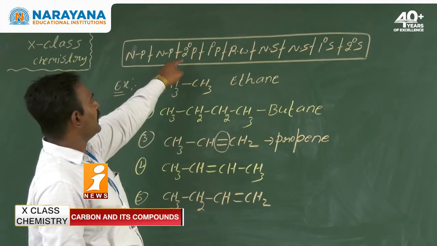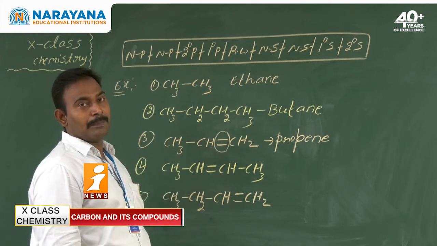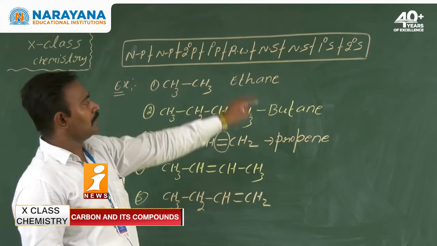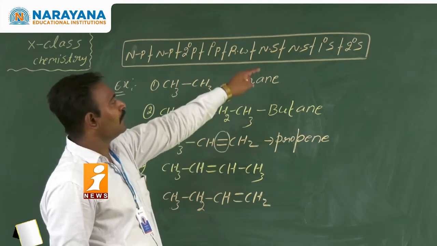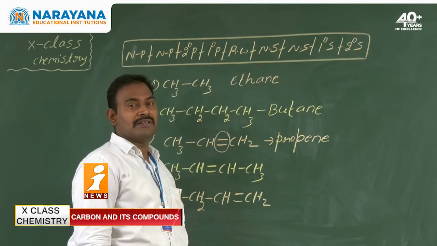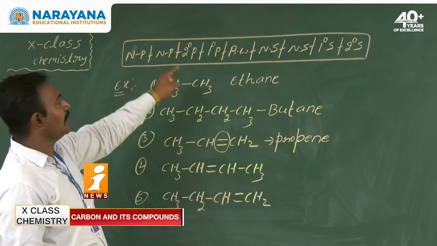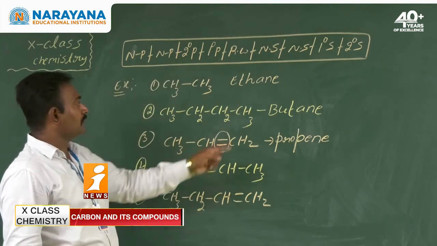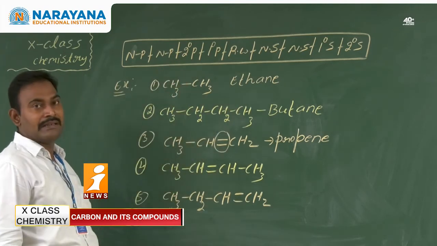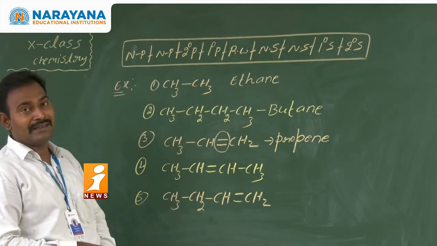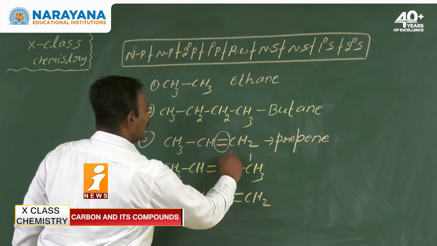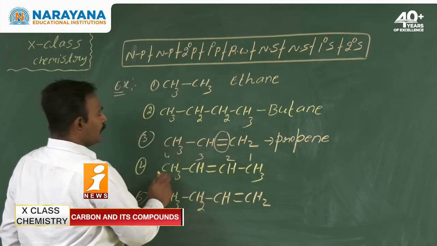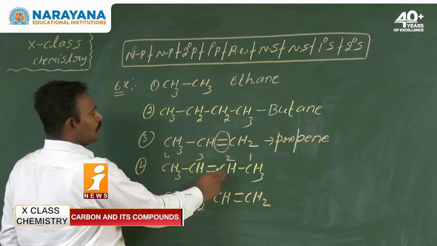Then after, only secondary prefix. So the priority order of the numbering: first, the secondary suffix should get the least number. Then after, the primary suffix should get the least number. Then after, the secondary prefix. Here there is no secondary suffix and prefix. Then the primary suffix should get the least number. So the numbering, if you add it this side, 1, 2, 3, 4. If you add the numbering the other side, 1, 2, 3, 4.